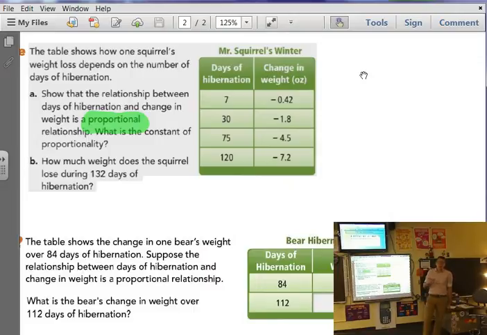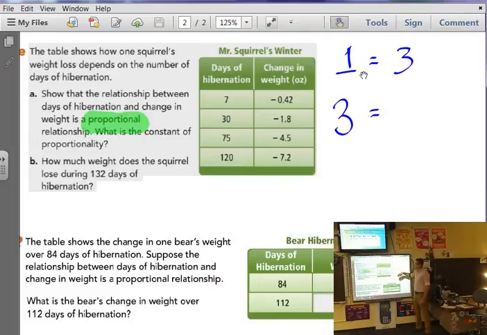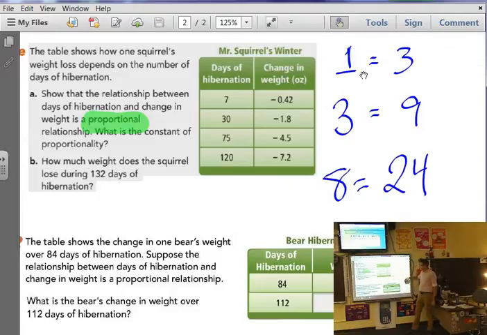So, when we talk about proportional relationships, I like to think about food. A proportional relationship would be like saying, I'm going to give 3 cookies to each student. If I have 1 student, I would need 3 cookies. If I have 3 students, how many cookies would I need? 9. If I have 8 students, how many cookies would I need? 24. Now, this is proportional because 24 compared to 8 is 3 times. 9 compared to 3 is 3 times. 3 compared to 1 is 3 times. They all share the same relationship.